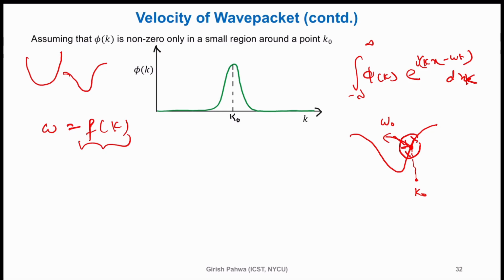Now how do I find out the slope? By the way, I do have this function, omega is f of k. I do know this relationship mathematically. So what is the slope of this straight line? If I draw a tangent here, the slope of that tangent is basically the slope of this thing. You get my point? If I draw a tangent here, a line which is touching this curve, the slope of this is the slope of that tangent. What is the slope of the tangent?